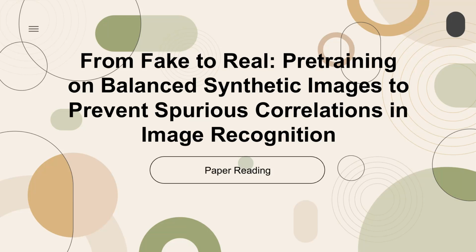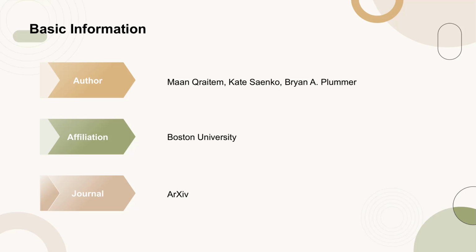Today's paper is titled, From Fake to Real, Pretraining Unbalanced Synthetic Images to Prevent Spurious Correlations in Image Recognition. This paper was published on arXiv by Maan Qraitem and colleagues from Boston University.